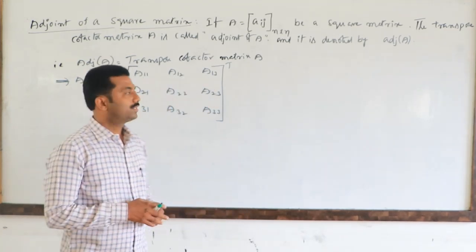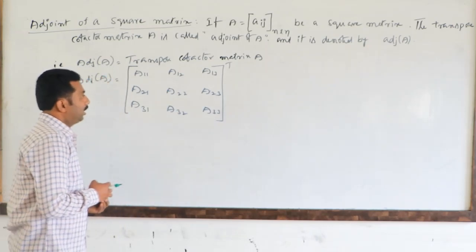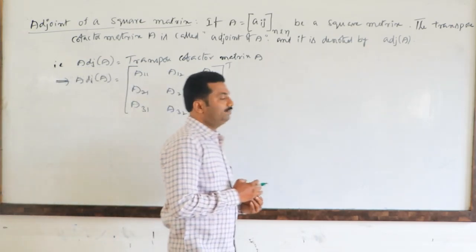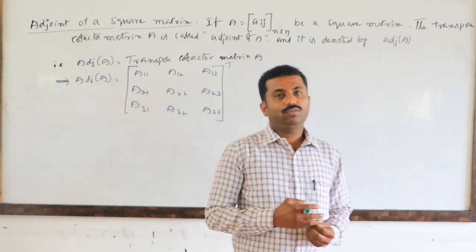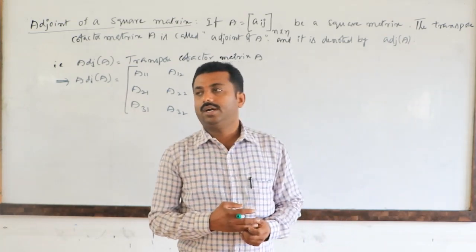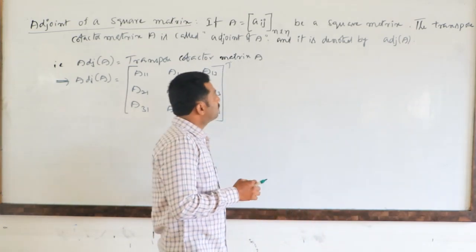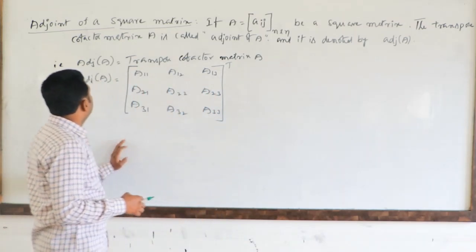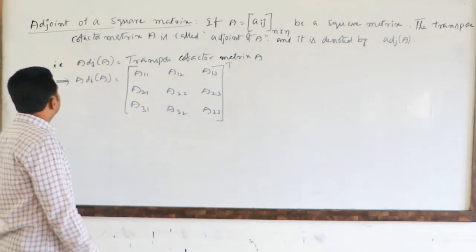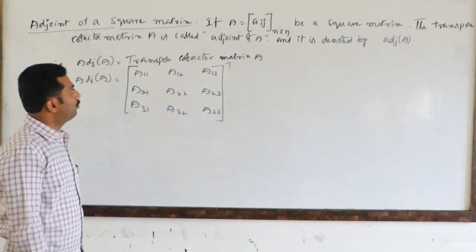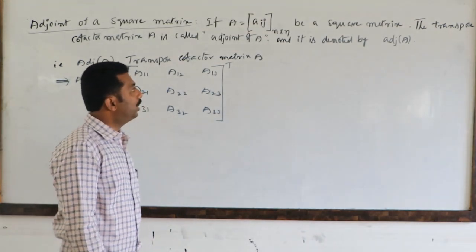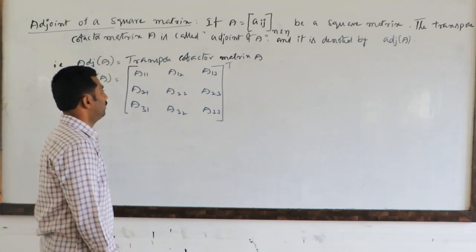Hello students, in the last class we discussed minors and cofactors of elements of a square matrix. Today in this class we are going to discuss the adjoint of a square matrix.